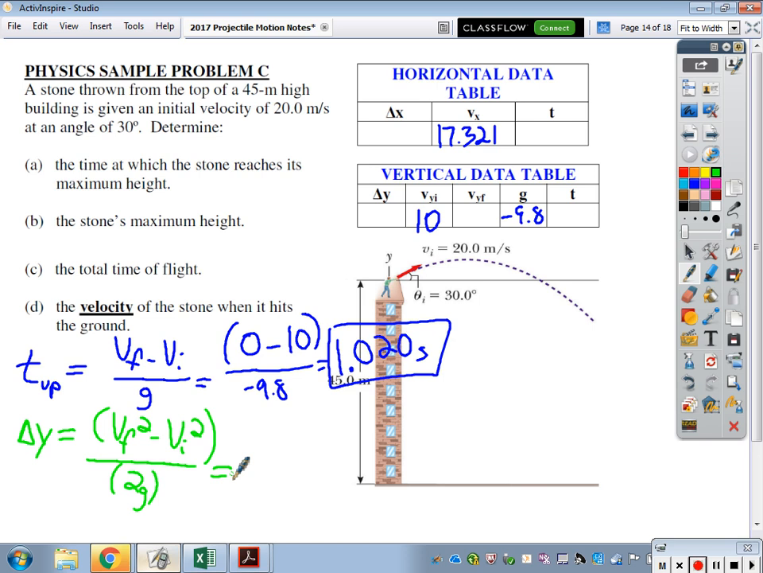Alex, remind me again, what are we going to use for a v final since we're asked to figure out what the maximum height is? Good. Okay, so it would be 0 squared minus 10 squared, because we're still using our vertical data, all over 2 times negative 9.8. Close, close, pluggy chuggy. And Jacob, when you have a quality response? 5.102 meters.